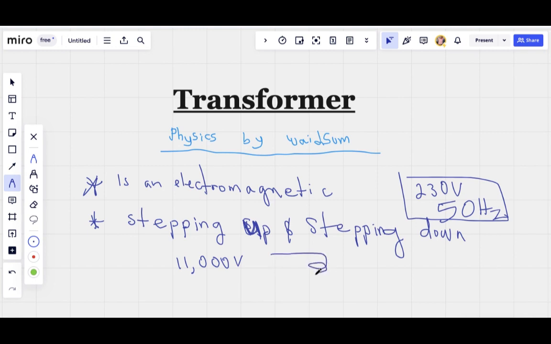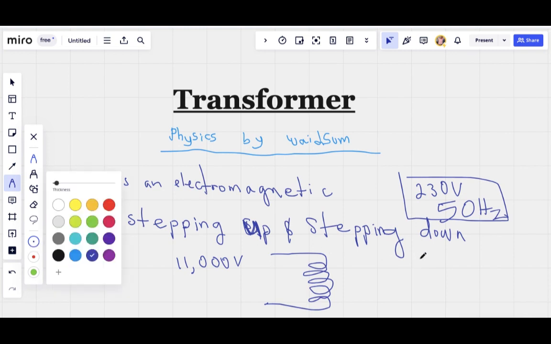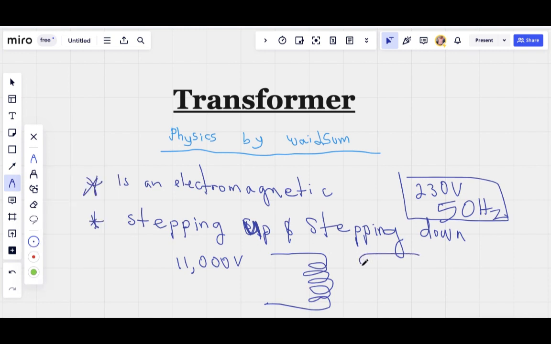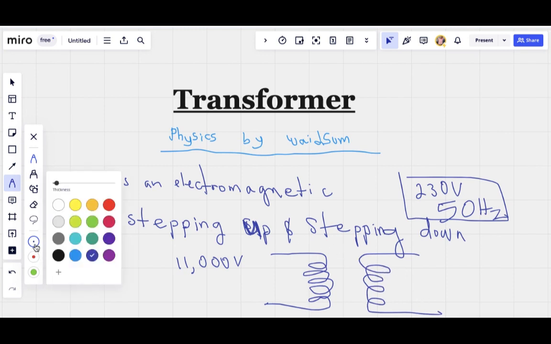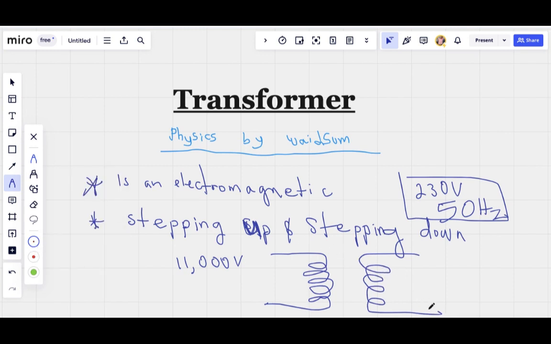Let's show a schematic of a transformer. You key this voltage into a transformer. It comes out with a higher value. Okay, this is a schematic diagram of a transformer.